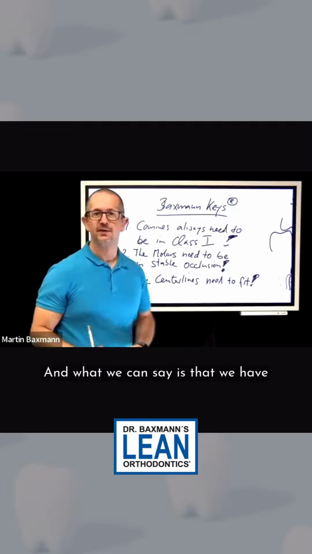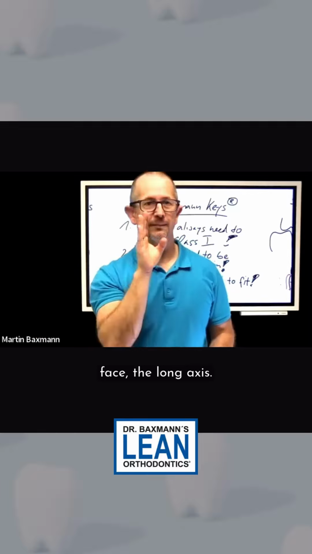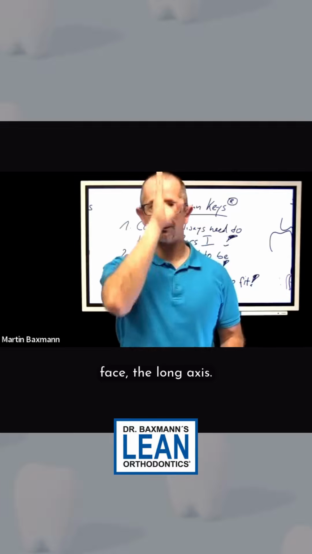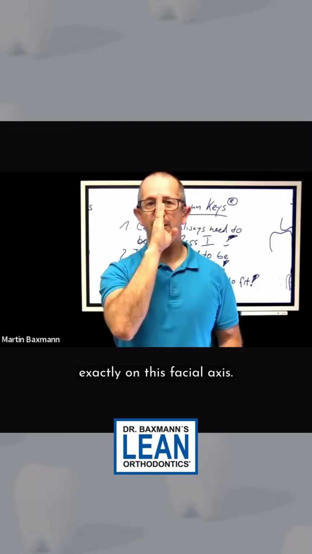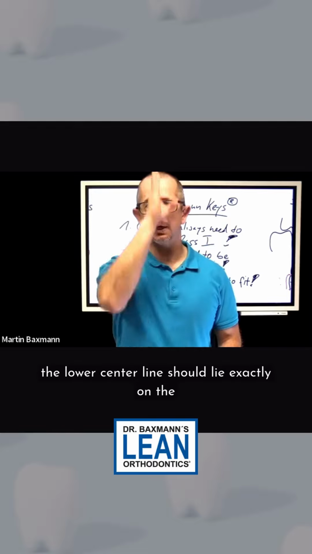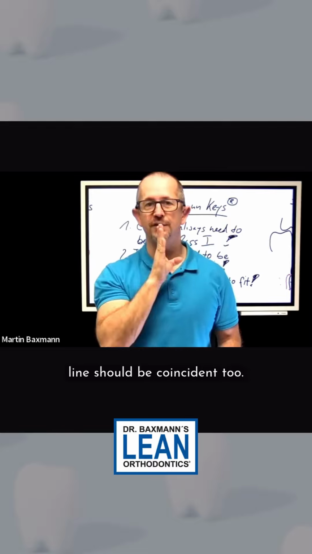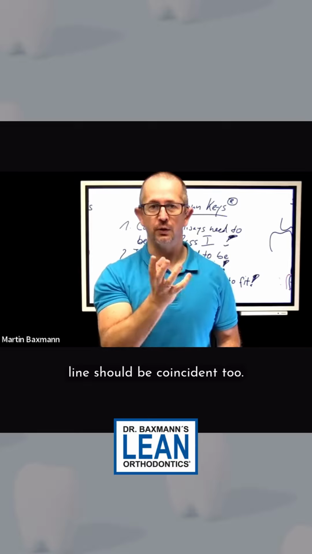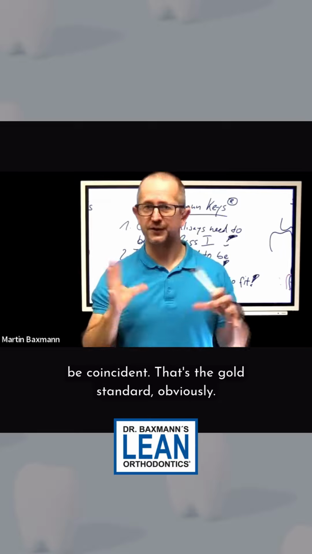And what we can say is that we have obviously our long facial axis of the face, the long axis. Ideally, the upper center line should lie exactly on this facial axis. And obviously, the lower center line should lie exactly on the facial axis, and upper center line and lower center line should be coincident too. So all three lines should be coincident. That's the gold standard, obviously.